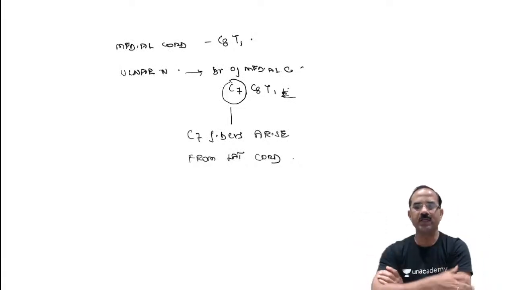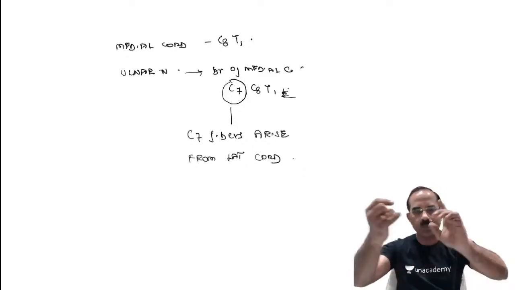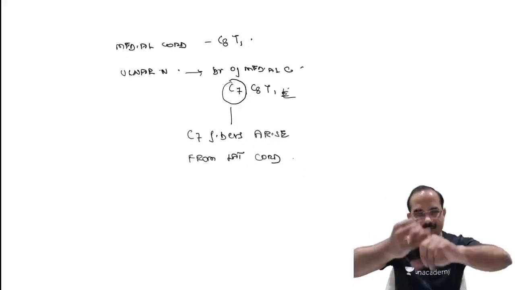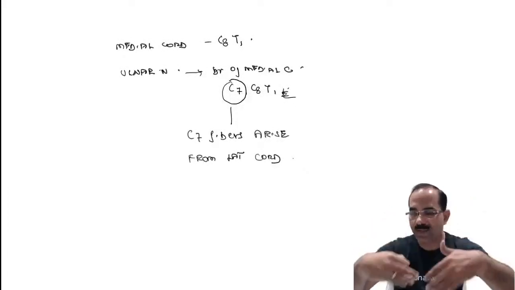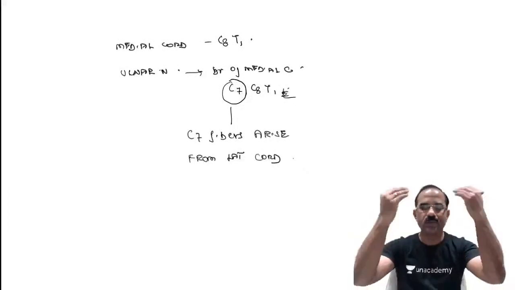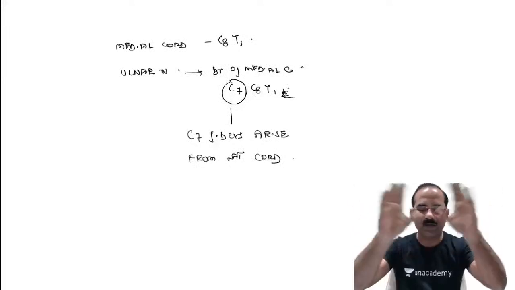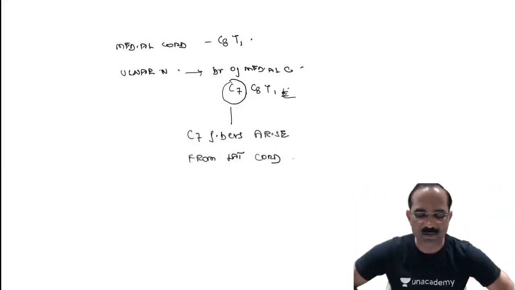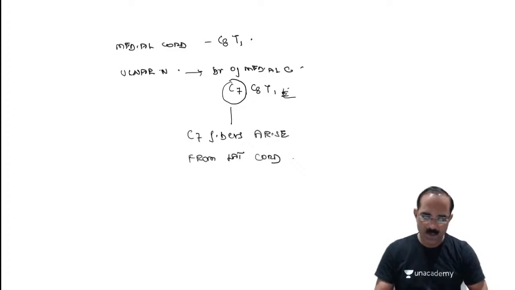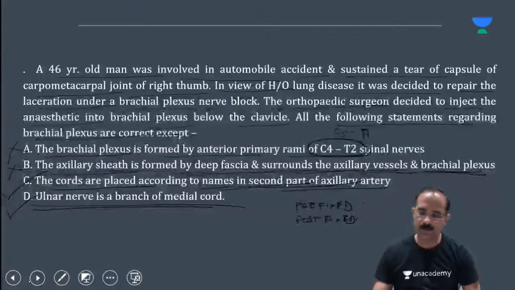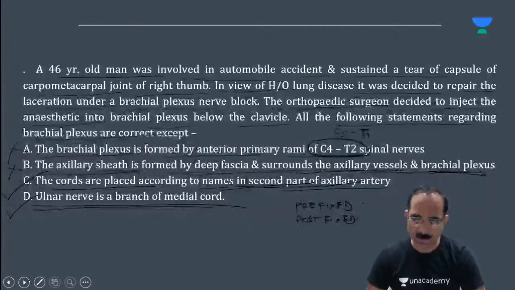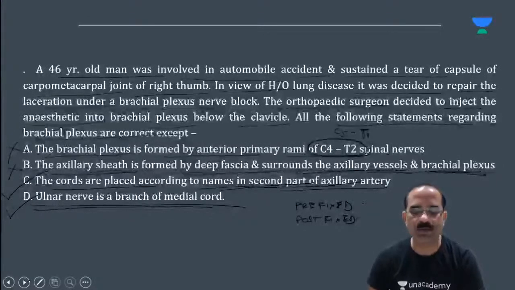Ulnar nerve is a branch of the medial cord. Which are the other branches of the medial cord? One is the medial pectoral nerve. Second is the medial root of the median nerve. Third is the medial cutaneous nerve of the arm. Fourth is the medial cutaneous nerve of the forearm. And the last one is the ulnar nerve. I hope this is clear. Anything else? If you have any doubts, tell me.